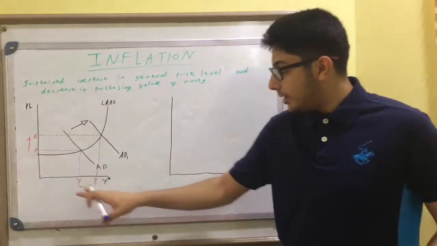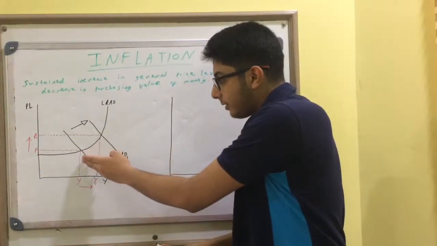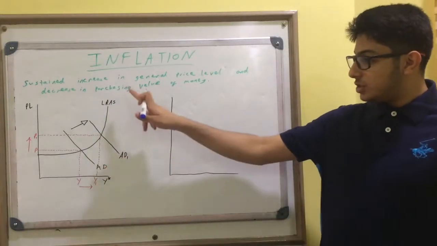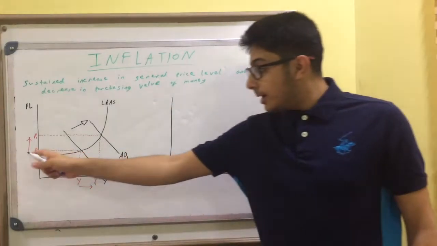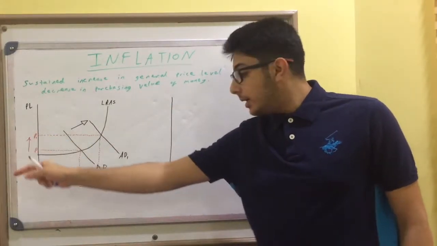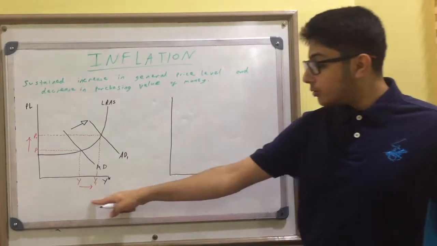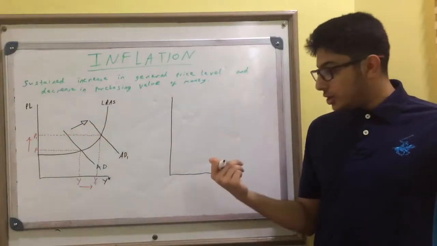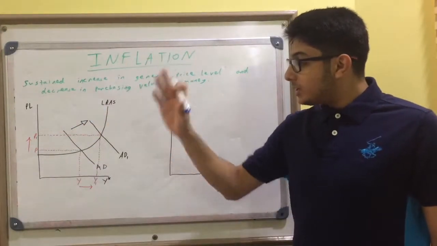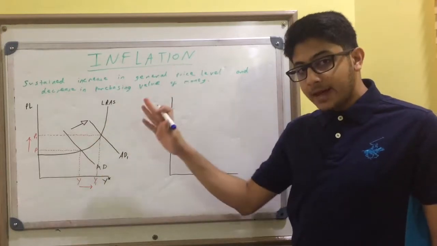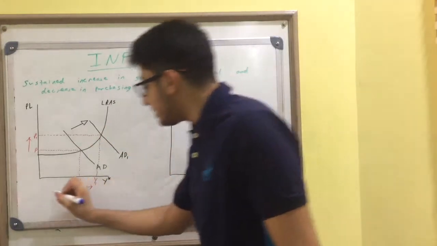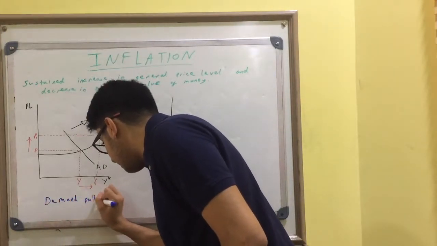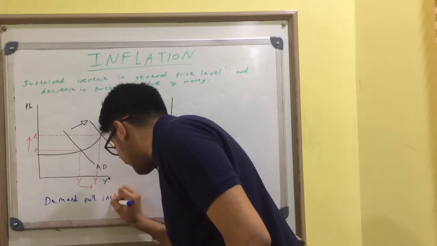The first one is shown here. We have aggregate demand and long-run aggregate supply. Aggregate demand shifts to the right, and as we can see, price goes up and output goes up. And because price goes up, we see there is inflation. Okay? And because it is caused by a shift in aggregate demand to the right, we call this demand pull inflation, because it's demand that is causing the inflation.